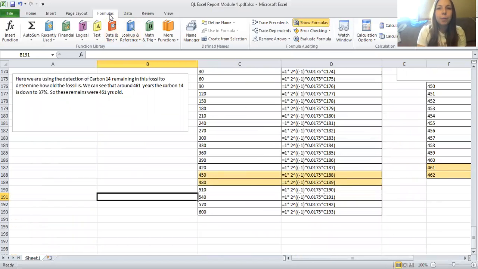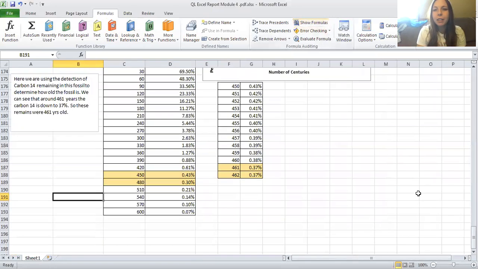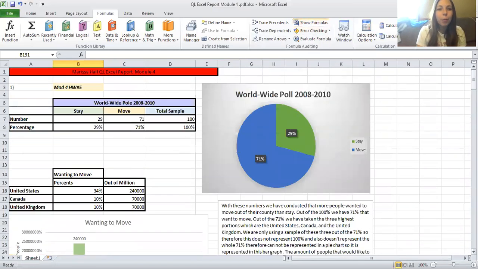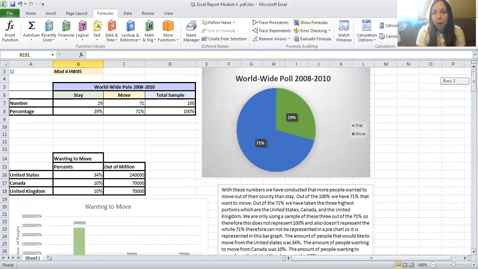All right, now we're going to take the formulas off and let's go back up here to number 1 and start talking about it. So number 1, here we have a worldwide poll from 2008 to 2010. In here, we have taken the 3 major countries with the highest amount of people that want to move. With these numbers, we have concluded that more people wanted to move out of their country than stay. Wow. And out of the 100%, we have 71% that want to move.